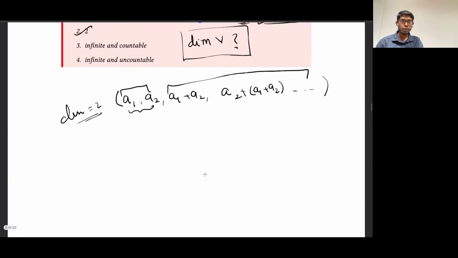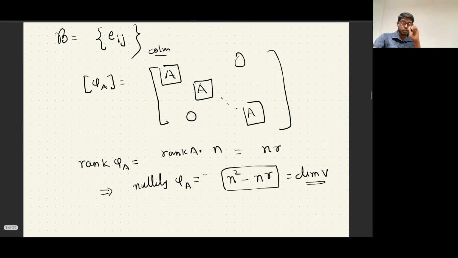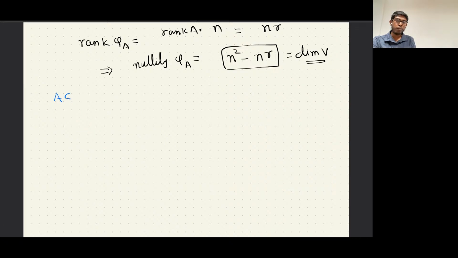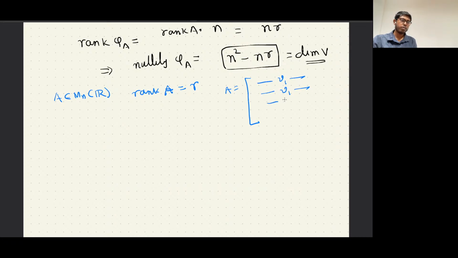So let's go to the previous problem where I discussed, yeah, this one. See the rank, A is from M by N over R, and the rank of A is equal to R. So A will be what? After doing the elimination thing, I can just write A as the first row, second row, third row, up to the Rth row, and then 0.